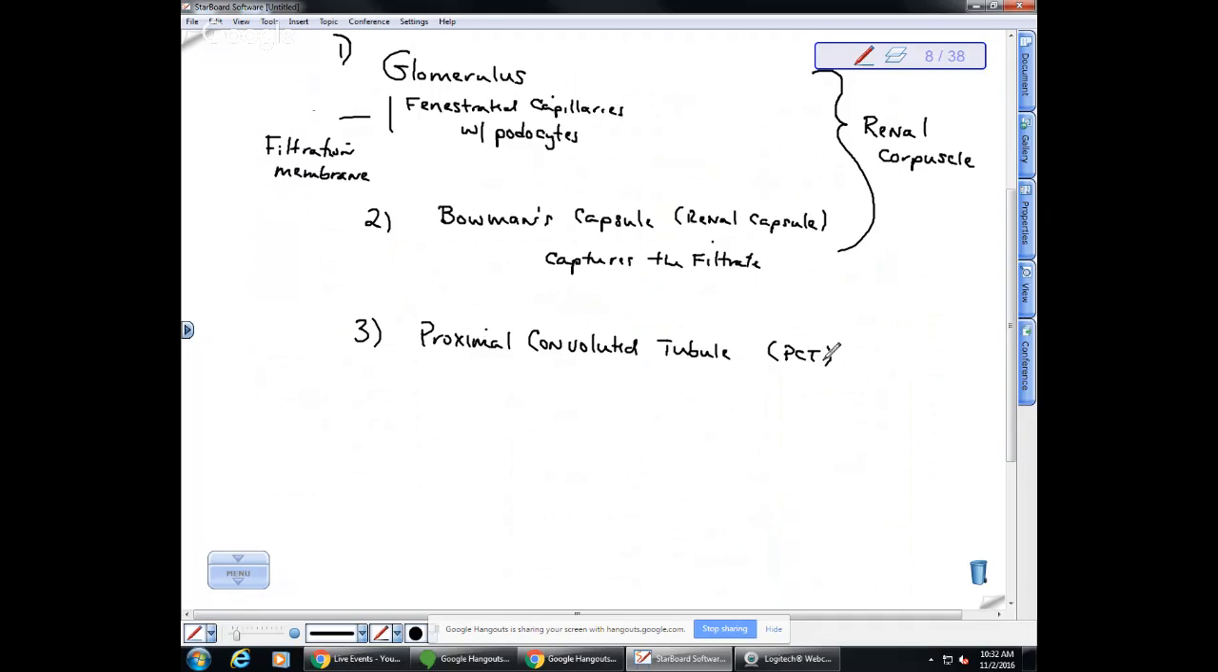And this is next to what is called the loop of Henle. So after it goes through the proximal convoluted tubule, it goes into the loop of Henle, and then it goes into the distal convoluted tubule, which is abbreviated DCT in your book. And then finally, we get to the collecting ducts.